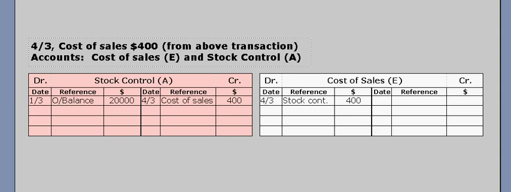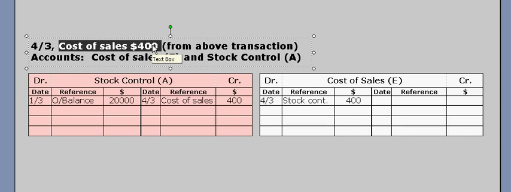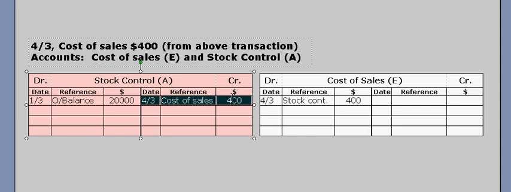Let's just review that last transaction. That was the cost of sales, $400. That is the cost price of the stock which has now been sold. We have to take that into account. We had to reduce stock control by $400 because it has been reduced. We sold it. So $400 less, so credit entry, double entry rules.